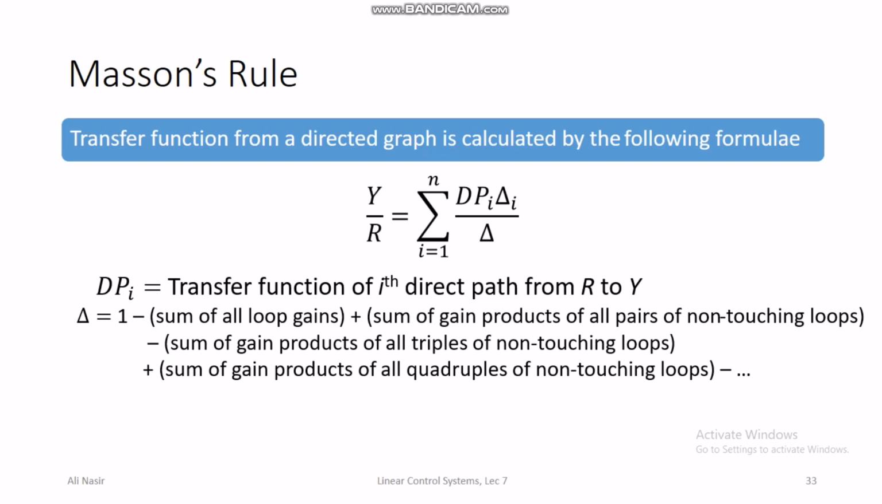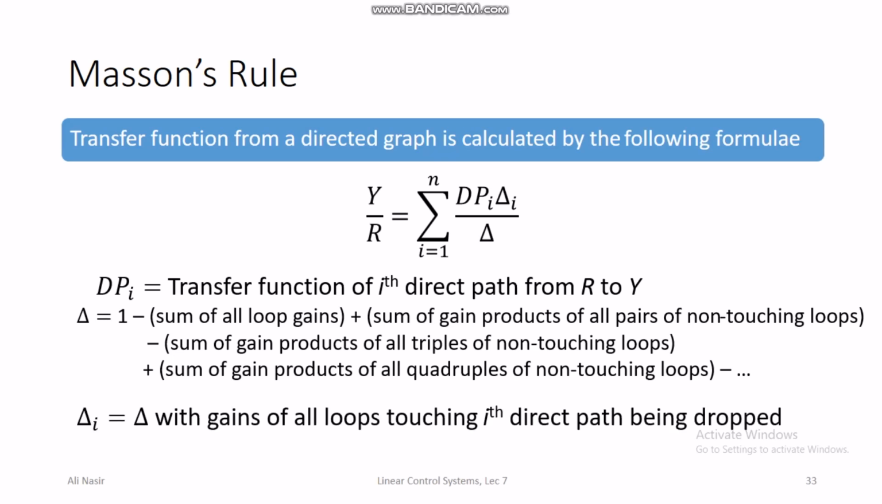So I repeat what delta is. Delta is basically 1 minus sum of all loop gains plus sum of gain products of all pairs of non-touching loops minus sum of gain products of all triples of non-touching loops and plus sum of, so there is minus plus minus plus, the sign is toggling between minus and plus, and after that there are gain products. So first there are gain products of pairs, then there are gain products of triples, and then there are gain products of quadruples, and so on.